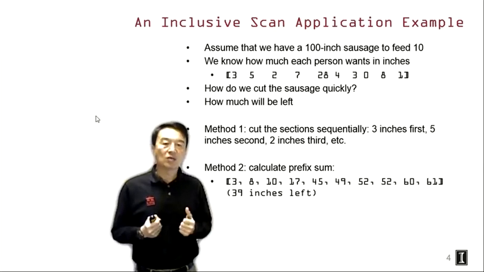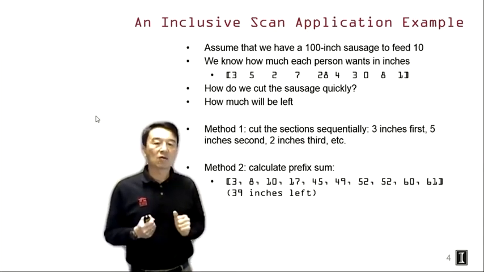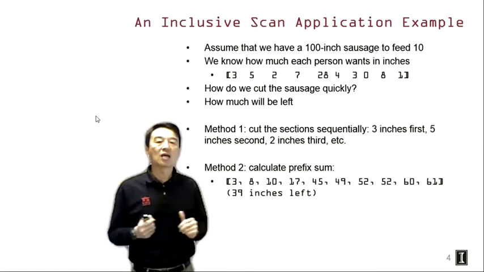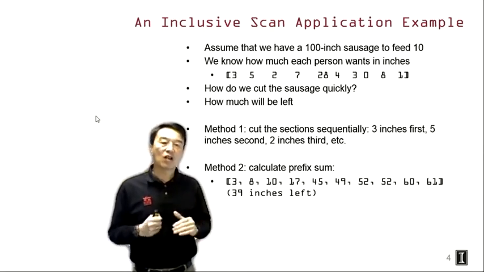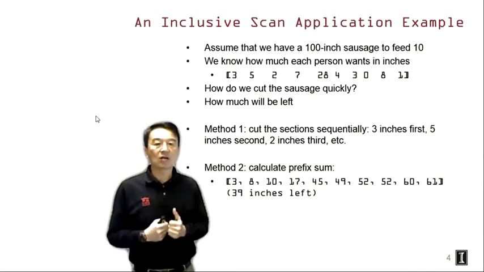This is a very simple method, but it can be very slow if we have 1,000 students waiting for their sections. So in general, we would like to be able to parallelize this cutting process so that we can serve a large number of students in parallel.